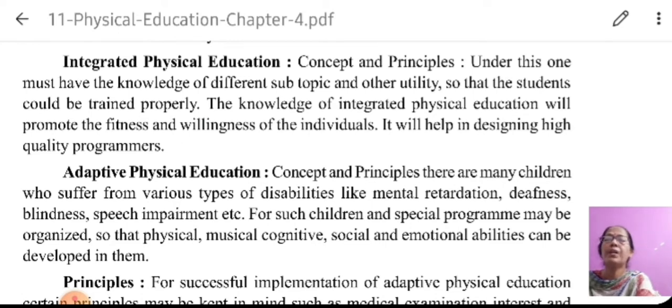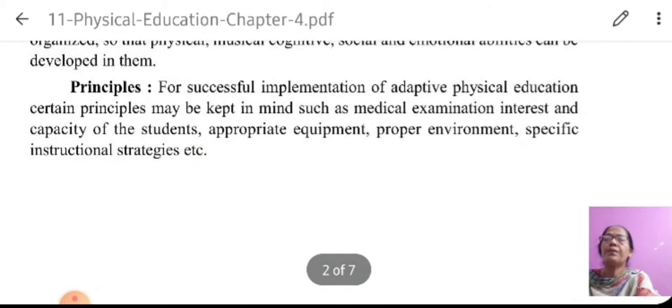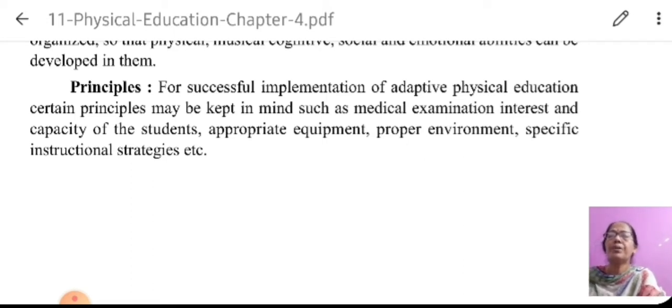Now, adaptive physical education, concept and principles. There are many children who suffer from various types of disabilities like mental retardation, deafness, blindness, speech impairment, etc. Now, principles. For successful implementation of adaptive physical education, certain principles may be kept in mind, such as medical examination, interest and capacity of the student, appropriate equipment, proper environment, specific instructional strategy, etc.